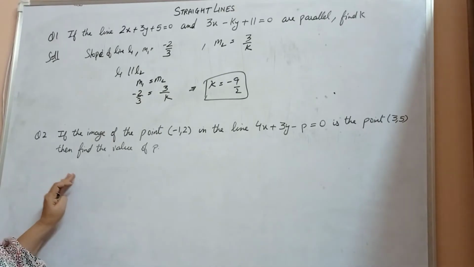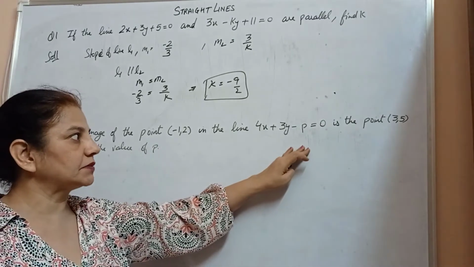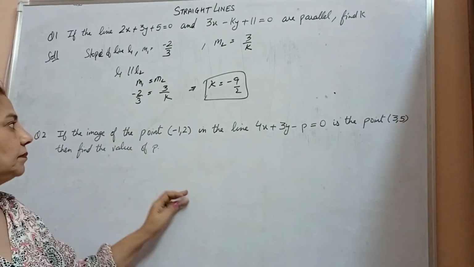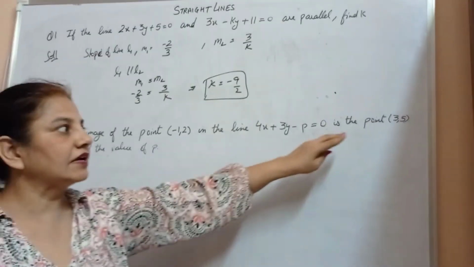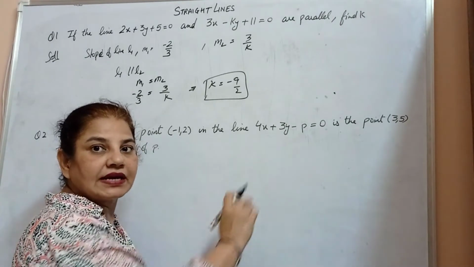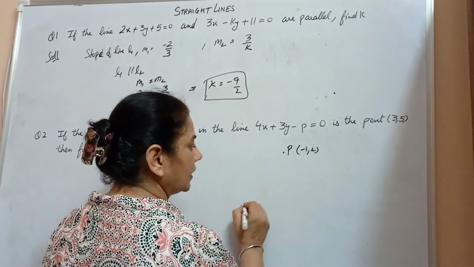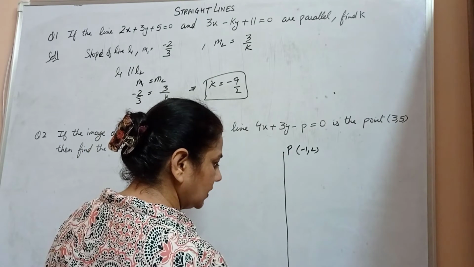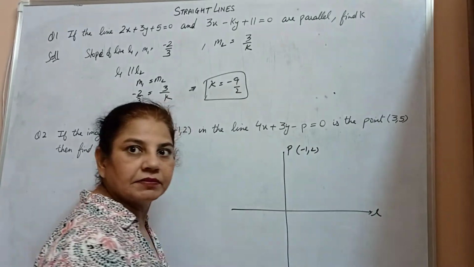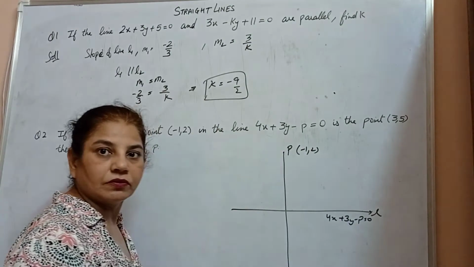Next question, it says if the image of the point minus 1, 2 in the line 4x plus 3y minus p is equal to 0 is the point 3, 5, find the value of p. That means the image of the point minus 1, 2 is given as 3, 5. So this line works as a mirror of the point. So here we say if P is the point minus 1, 2 and Q is the mirror image of this point, 3, 5, then this line L works as a mirror, which is given as 4x plus 3y minus p is equal to 0.